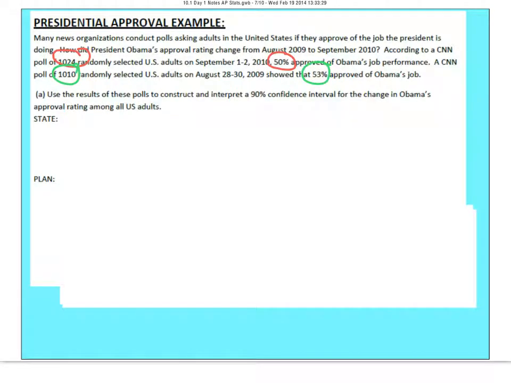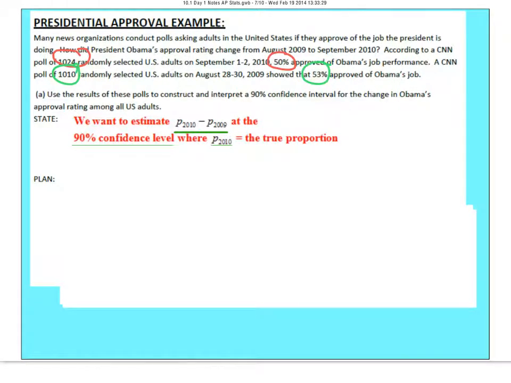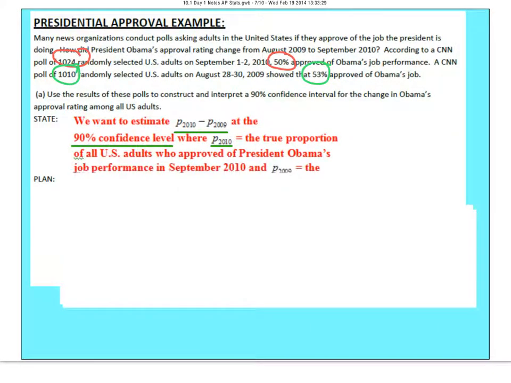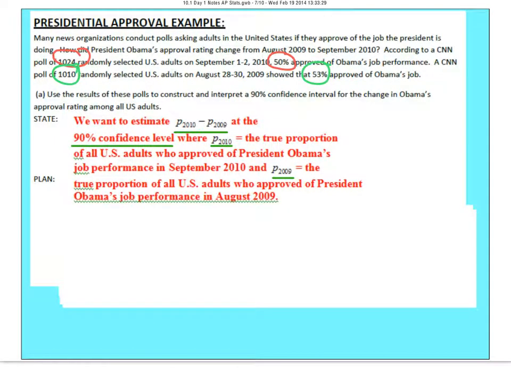Adults. So we're going to decide, do we want to find the difference of 2009 minus 2010 or 2010 minus 2009? As long as you're consistent, it doesn't matter. I think it makes more sense, though, to estimate the proportion of 2010 minus the proportion of 2009 so we can see if it went up or down. We are going to do a 90% confidence interval, and let's define p sub 2010 as the true proportion of all adults who approved of President Obama's job performance in September of 2010, and p sub 2009 is the same approval but for August of 2009.